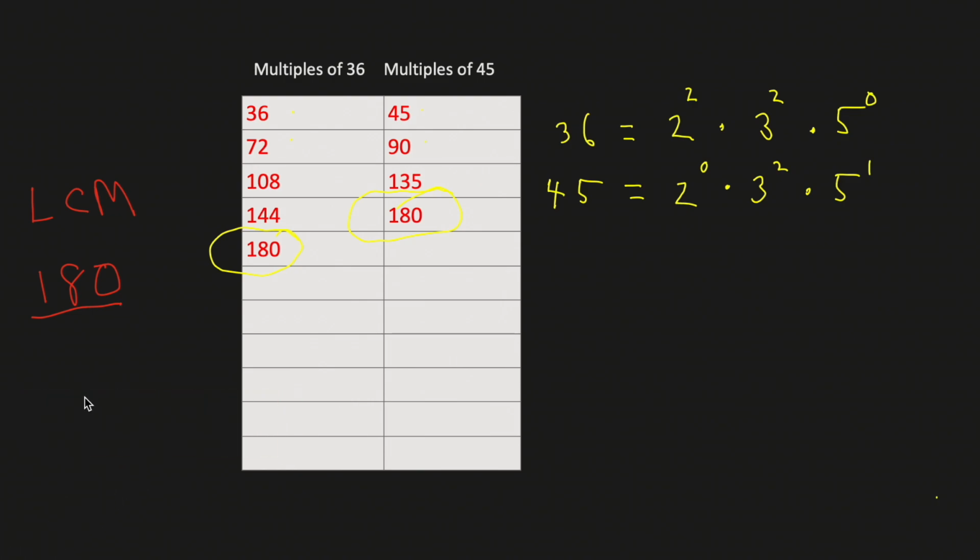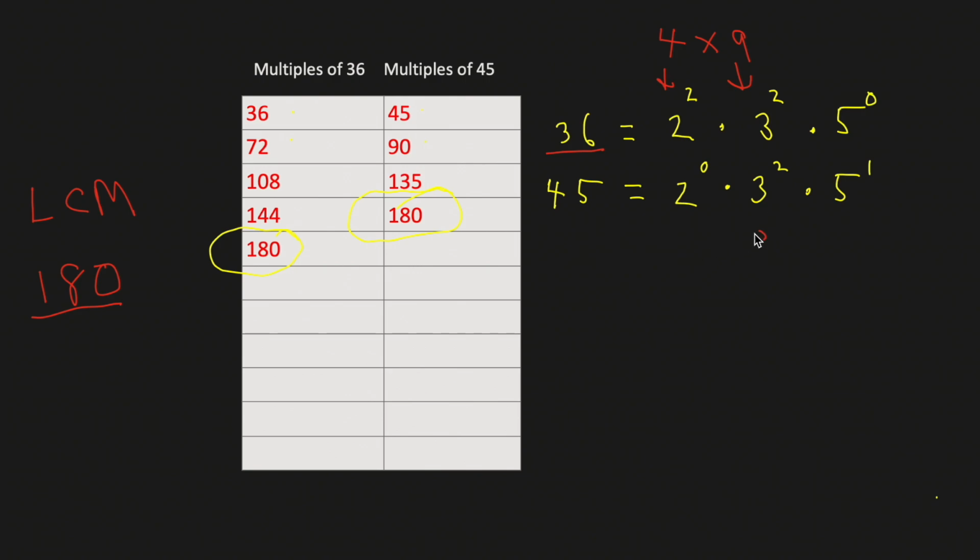The other method is called prime powers. We take the prime power decomposition of both numbers. 36 is 4 times 9. 4 is 2 squared. 9 is 3 squared. And we can always multiply any number by 1. 5 to the 0 is 1. It's just there as a placeholder.